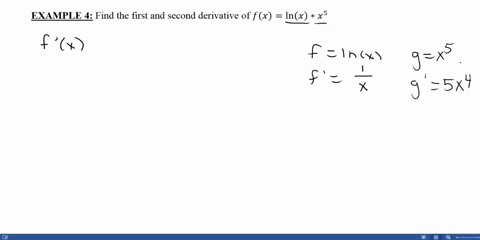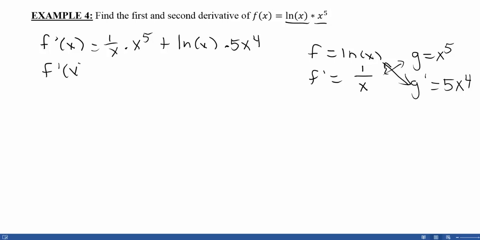Now, applying my product rule, I'm going to have f prime times g. So I have 1 over x times x to the fifth plus f times g prime. So the natural log of x times 5x to the fourth. I want you to notice that I can simplify my first term a little bit. So if I have 1 over x times x to the fifth, the x on the bottom will cancel one of the x's on the top, and I can simplify that to x to the fourth.